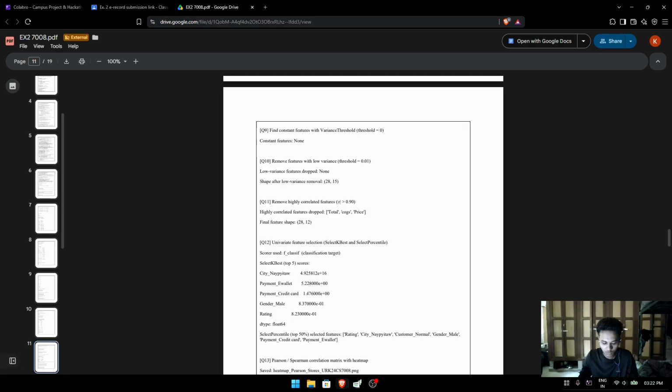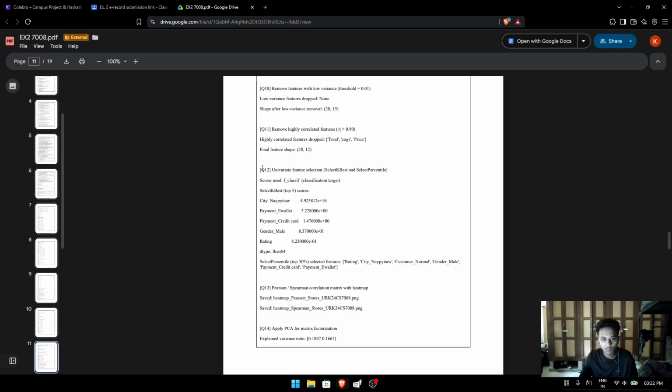The 11th question, if two features are more than 90% correlated, they contain very similar information, so I remove one of them. The 12th question, this method statistically ranks features and selects the most useful ones by looking at the data. This is the output for the 12th one.